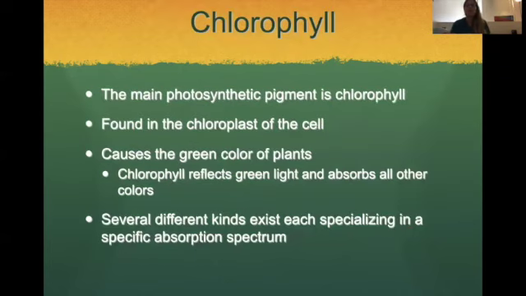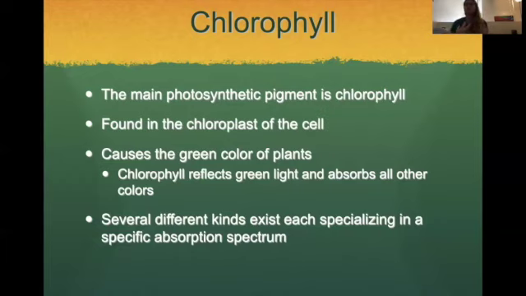We have chlorophyll as the main photosynthetic pigment. There are accessory pigments in there, but chlorophyll is the one that does the bulk of the work. This is found in the chloroplast of the cell, and it causes the green color of the plants. And your plants are green because the chlorophyll reflects the green light.